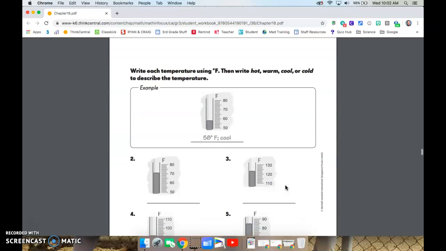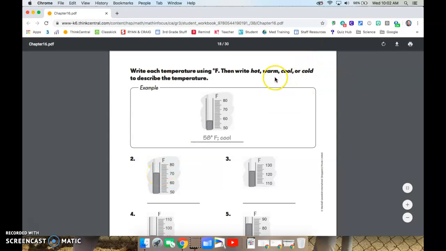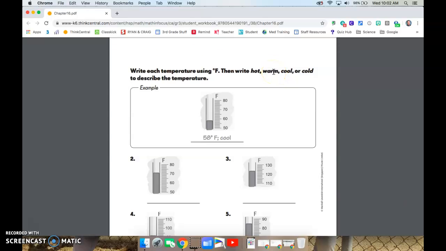Okay? Let's look here now. Number 2, we're going to zoom in. I see 70. It looks like 71 degrees? That's going to be probably warm. Okay, that's probably a shorts and a t-shirt kind of day. Warm. Okay? Warm it is.